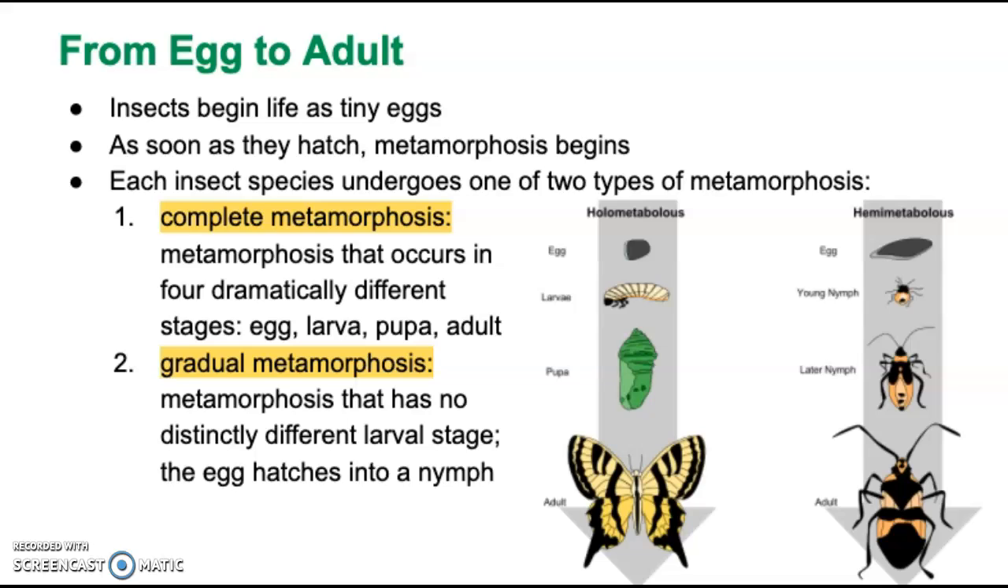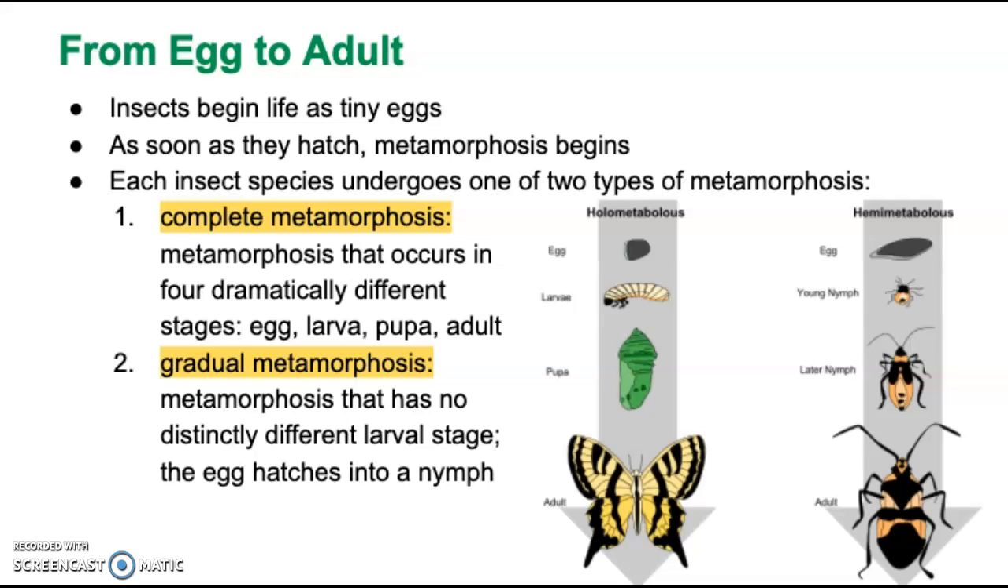Insects begin their life as tiny eggs. Again, doesn't matter if we're dealing with a bee, if we're dealing with a beetle, if we're dealing with a grasshopper, they all start out as tiny eggs. As soon as they hatch, a process called metamorphosis begins. Now, insect species are all going to go through this process of metamorphosis. That process is either going to look one of 2 ways. It will look like complete metamorphosis, which is 4 dramatically different stages, starting with egg, then moving into the larval stage, the pupal stage, and finally the adult stage.